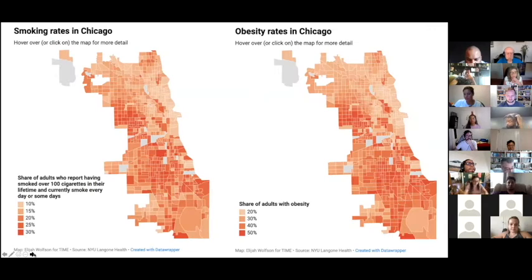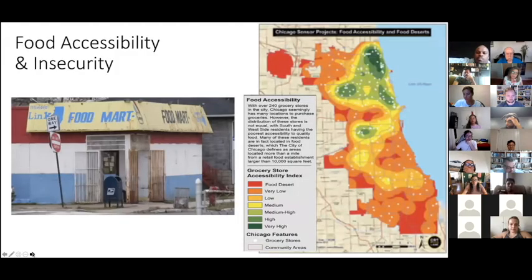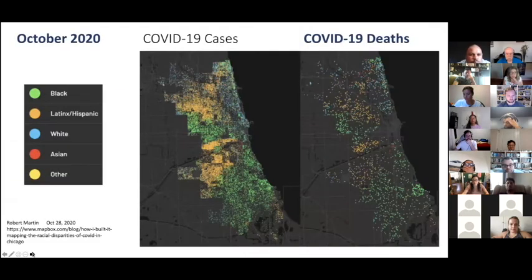And we can look at things like smoking rates, obesity rates. We still see these following the same patterns of segregation and systemic racism in Chicago. And not surprisingly, we also see it in terms of environmental burdens and where these burdens fall most heavily within the city of Chicago. Same thing with food accessibility, food insecurity, the same exact patterns we see over and over again. I'll share these slides with you, but this shouldn't be a huge surprise to you guys that we see these patterns repeating themselves in multiple different ways.